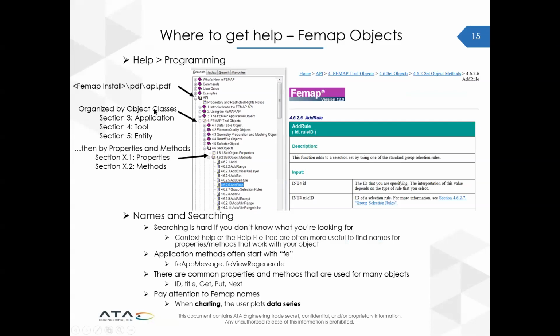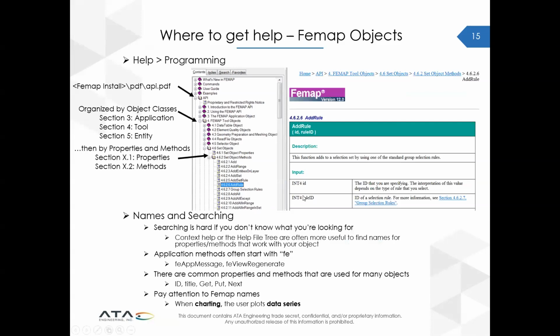And the reason I talk about that is because searching is really hard if you don't already know what you're looking for. So a lot of times you'll want to flip through the tree or maybe use context help to figure out the name of the method or the property that you want to use, and then go into the help file and figure out how to use it. So for where we're looking at here, you can see we're looking in set for a set, so it's under section 4, which is a tool. So 4, and then if we want to see what's available for the methods, we go under the second section of methods, and then it'll list all the methods available to use with that type of object.